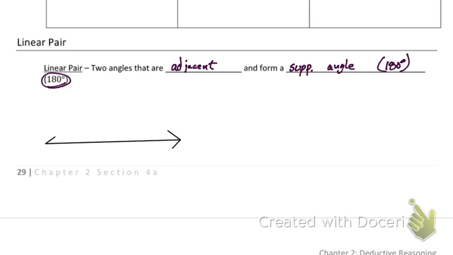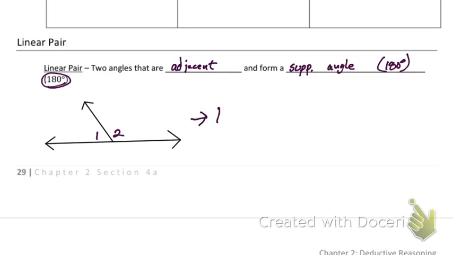So if I have a straight line, and I divide that up into two angles, let's call them angle 1 and 2. Since angle 1 plus angle 2 are adjacent, because they do share a vertex and they share a side, and they form a 180 degree angle. Remember, what we're looking for there is to make sure that it is a straight line, which I went over a little bit, but we can see that's a straight line. So when we add them together, they make a straight line. They are adjacent. That means they are a linear pair.